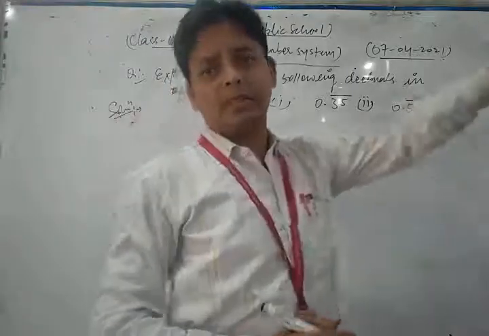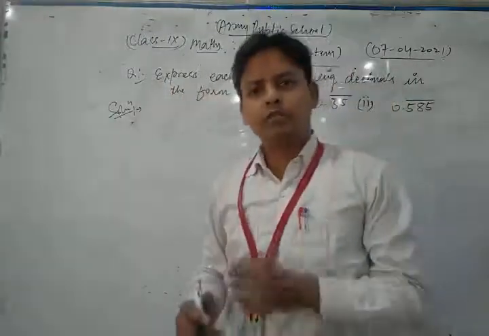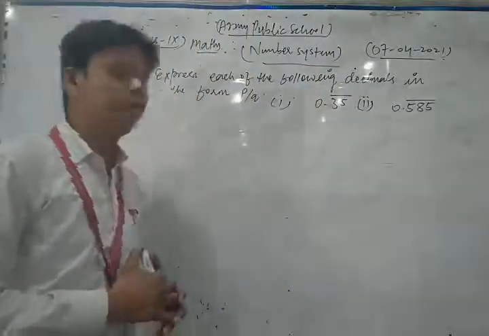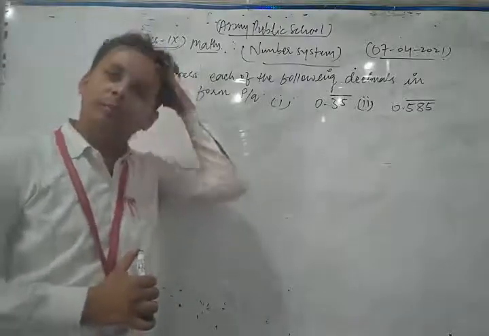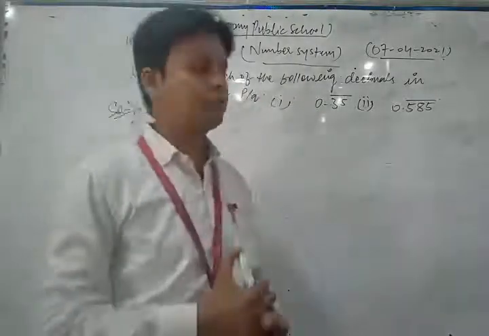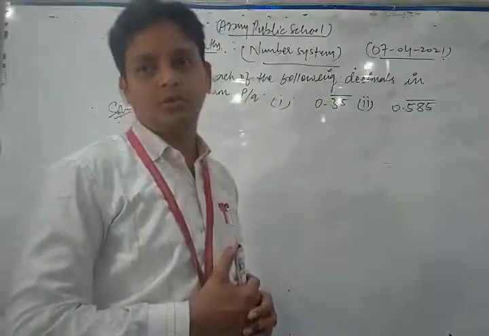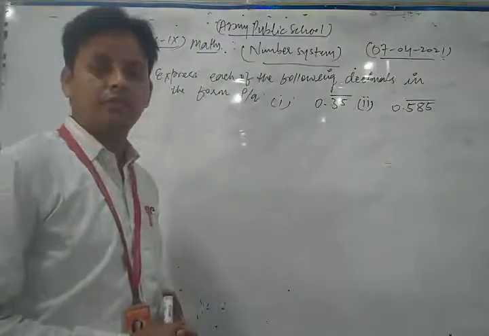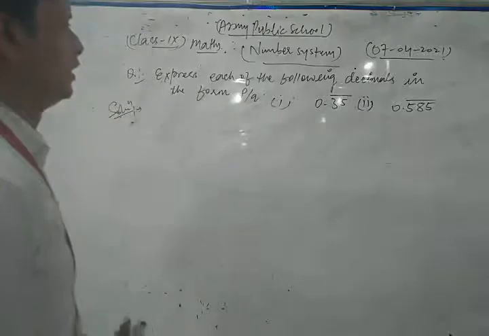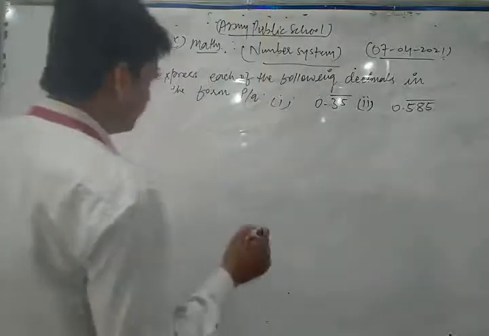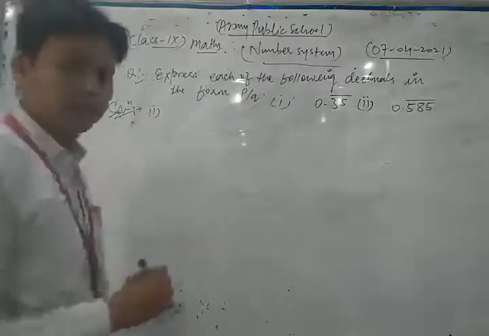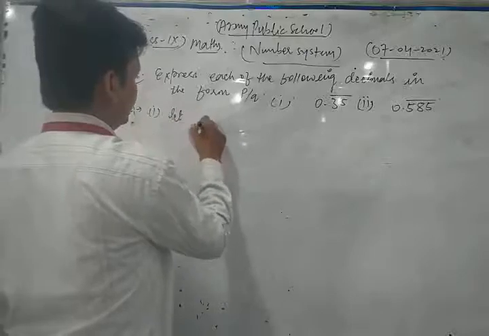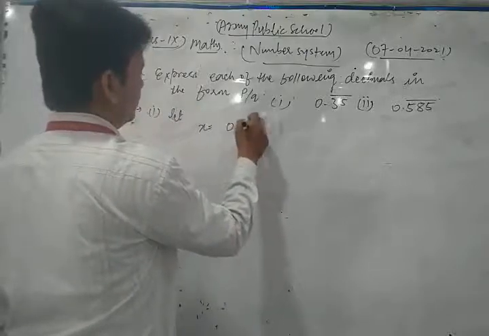Now, let's express each of the following decimals in the form of P upon Q. This is one of the most important questions related to your syllabus. Let's see what is the process to solve this type of question. First of all, we take the first part of this question and solve it. Let's take the value of x as 0.35 bar.